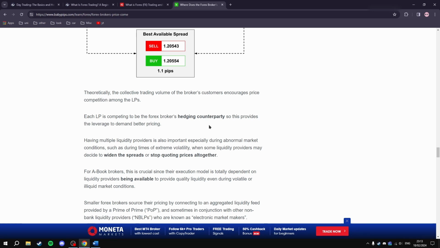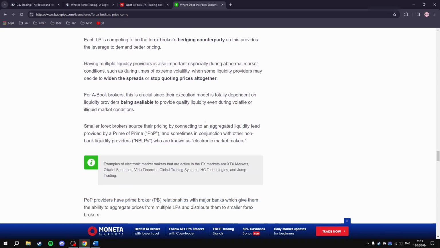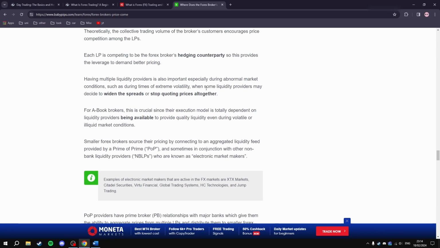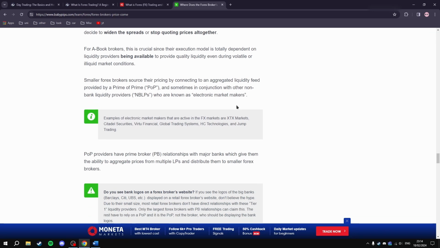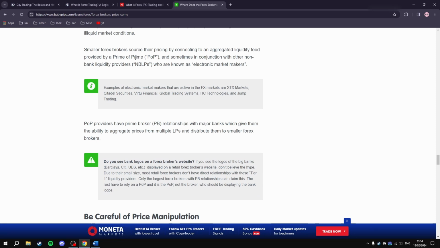Each liquidity provider is competing to be the forex broker's hedging counterparty, so this provides the leverage to demand better pricing. Having multiple liquidity providers is also important, especially during abnormal market conditions, such as during times of extreme volatility, when some liquidity providers may decide to widen the spreads or stop quoting prices altogether. For A-book brokers, this is crucial since their execution model is totally dependent on liquidity providers being available to provide quality liquidity even during volatile or illiquid market conditions.